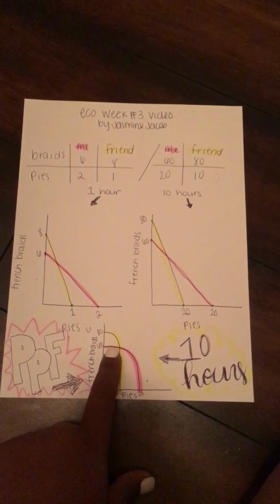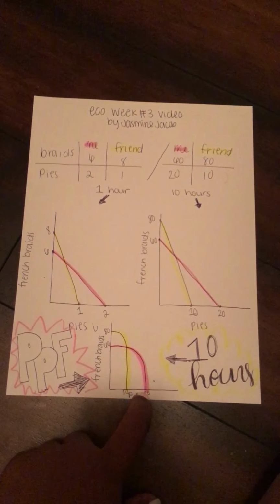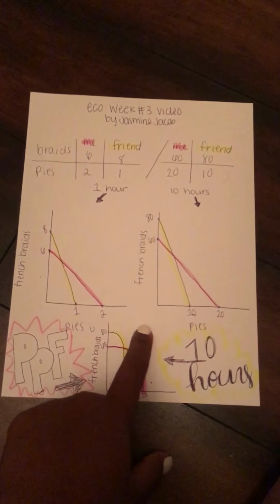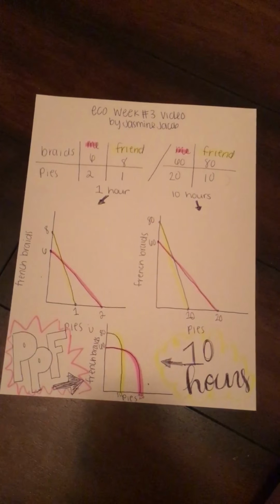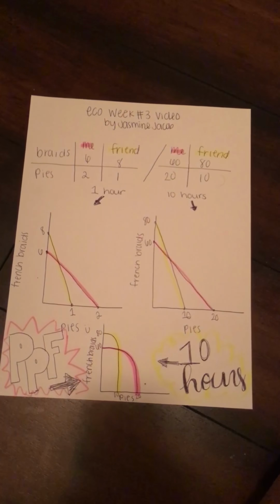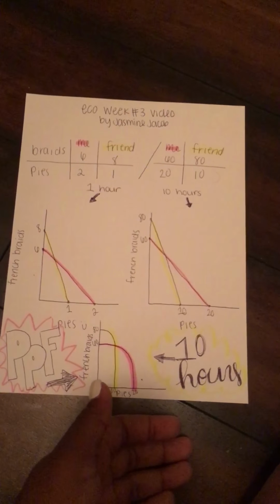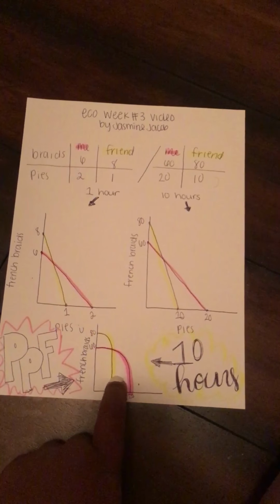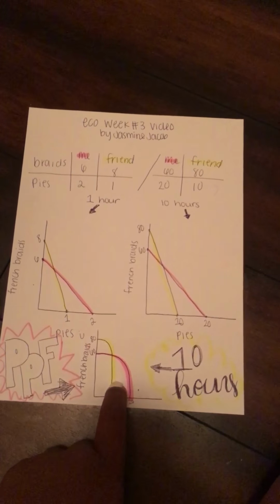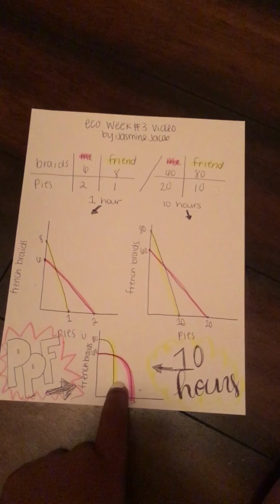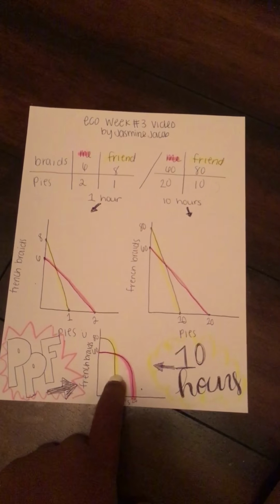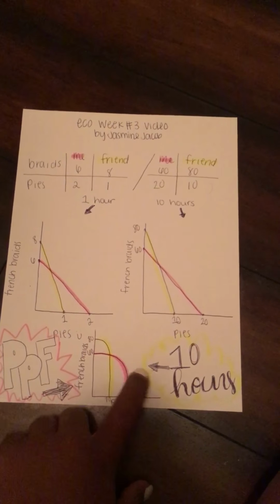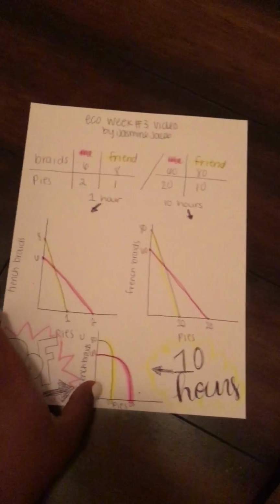So any point along this line would be efficient. Anything outside of these two lines would not really be a good idea. Honestly, they're probably unattainable to be way far out this way. And anything inside the lines would be inefficient, and that just means that you should not do it. Each graph is different, but anything inside of the line is a no-no, but anything on the line is a go-go.